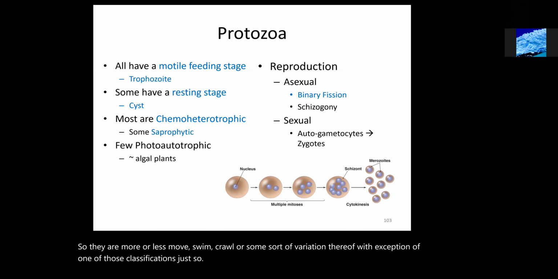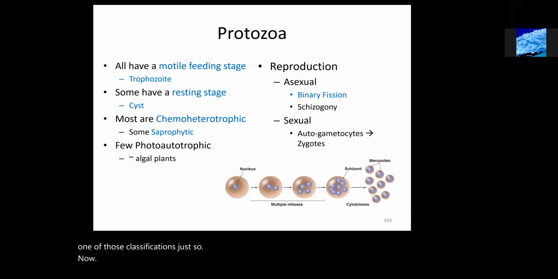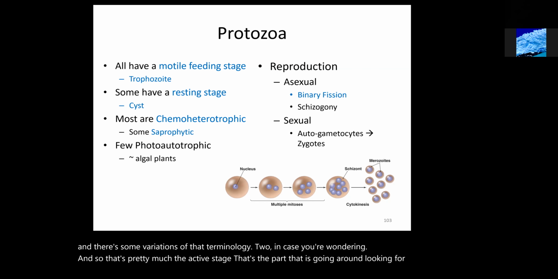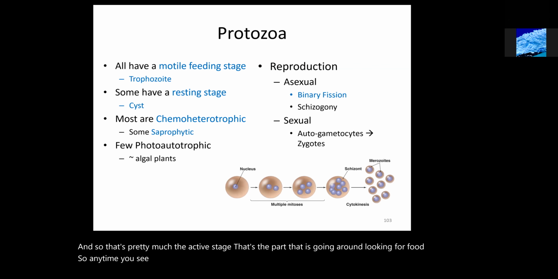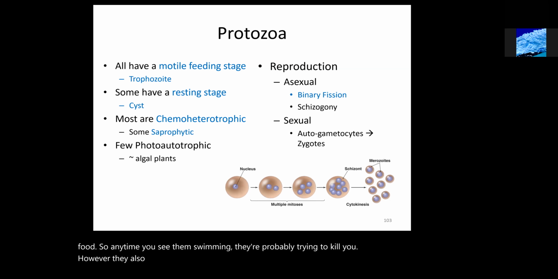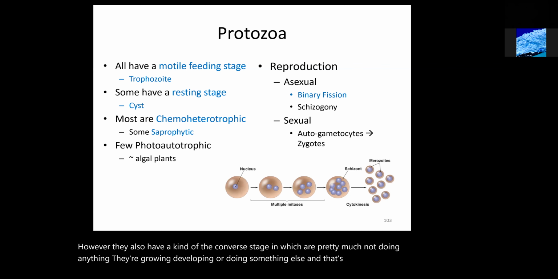Now, part of that motility indicates one of their stages in life, called the trophozoite stage, and there are some variations of that terminology too, in case you're wondering. That's pretty much the active stage, the part that is going around looking for food. So anytime you see them swimming, they're probably trying to kill you. However, they also have the converse stage, in which they're pretty much not doing anything. They're growing or developing, or doing something else, and that's a resting stage referred to as a cyst.